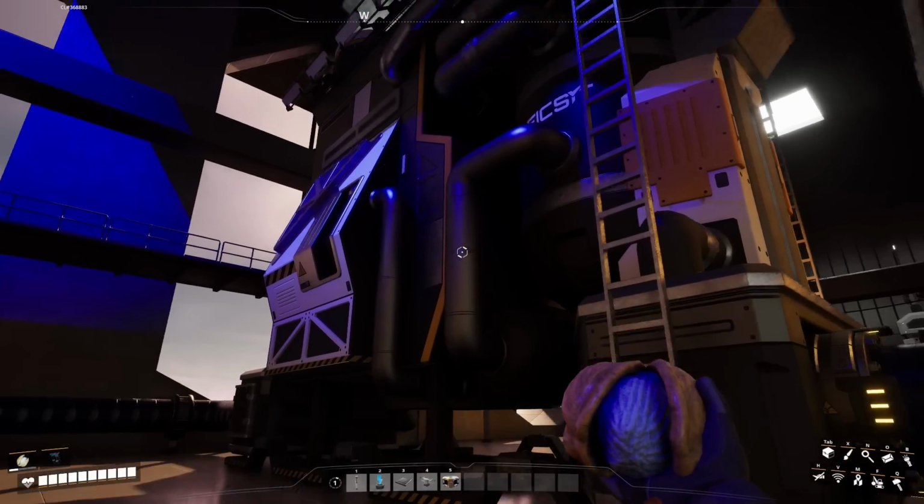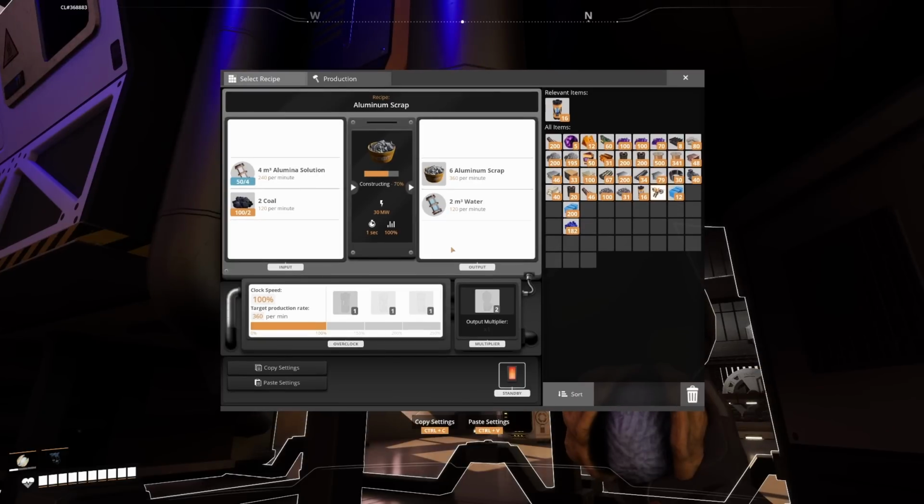And then up here we have my alumina solution to aluminium or aluminum scrap. Now the problem with this, which most people have trouble with, is that it is outputting 120 water as a byproduct. And often people can't seem to balance this.